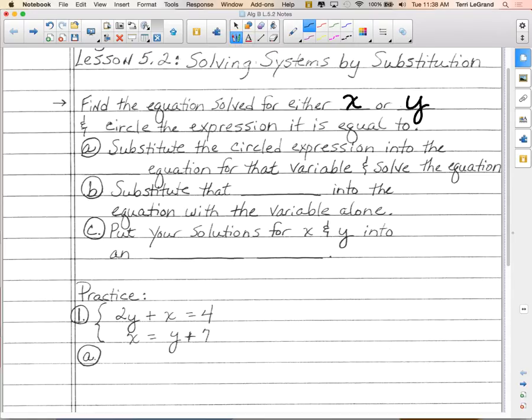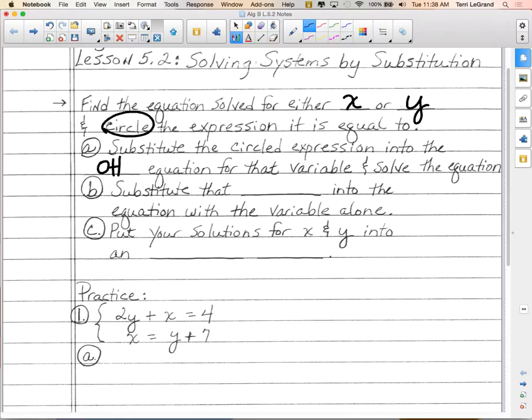And we're going to circle the expression it is equal to. Even though it doesn't look like a circle anymore, it's more like an oval. So we're going to say that x is equal to something. That expression it is equal to, we're going to circle that, because that expression is going to be important to us. We're going to substitute that circled expression into the other equation.